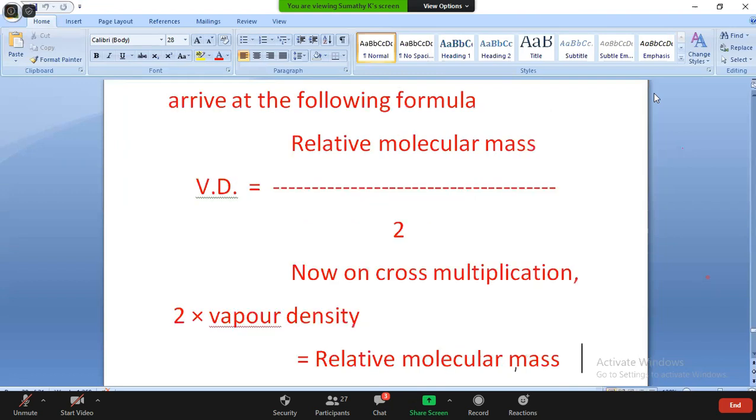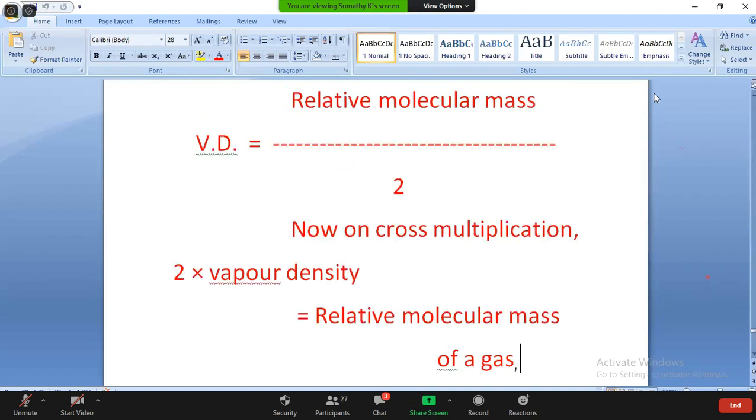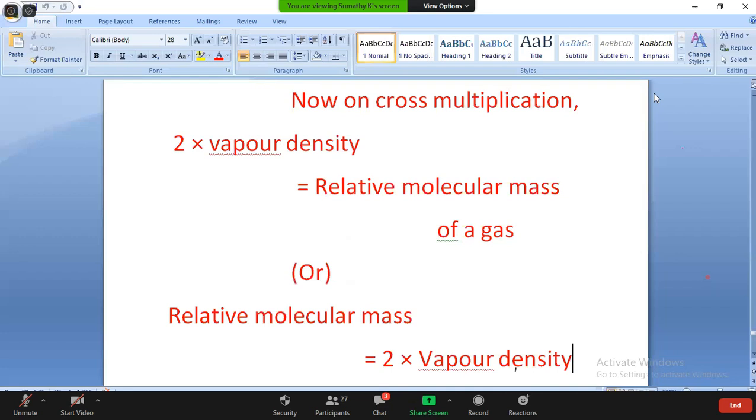Now on cross multiplication, 2 into vapor density is equal to relative molecular mass. And then the relative molecular mass of the gas is equal to 2 into vapor density. Understand? This is the relation between the vapor density and the relative molecular mass. So the relative molecular mass is equal to 2 into vapor density. This is the derivation.